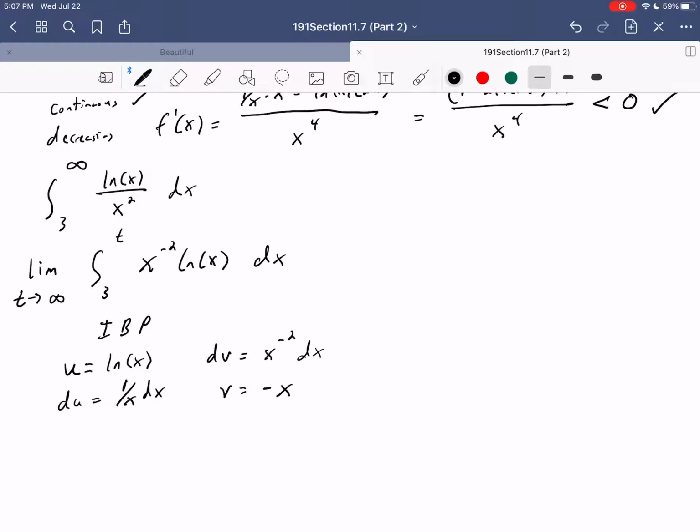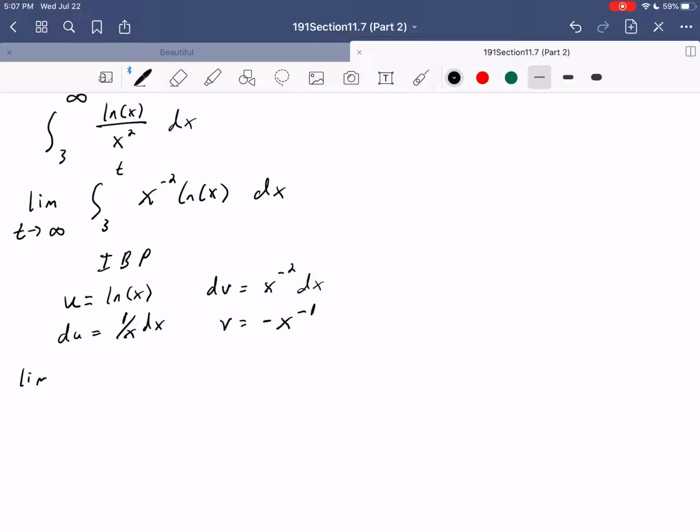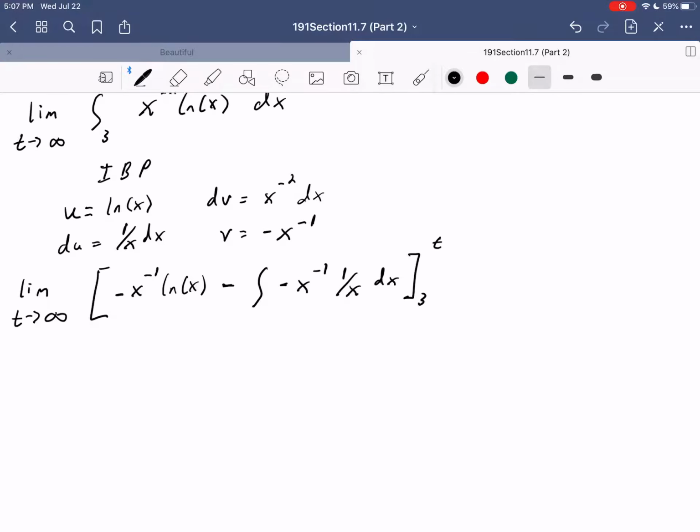Divide by that, I get negative x to the negative 1. So it looks like I get the limit as t goes to infinity. We'll put some brackets. We have our uv, so it looks like we have negative x to the minus 1, ln x, minus the integral of negative x to the negative 1 over x dx, and then that's all evaluated from 3 to t.